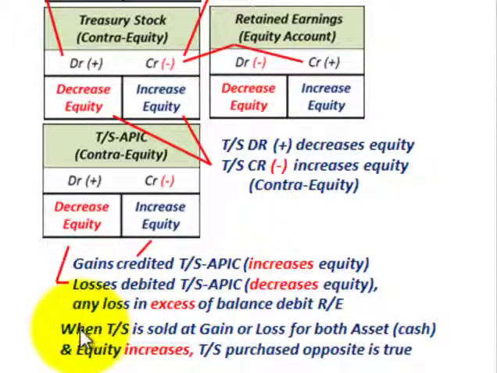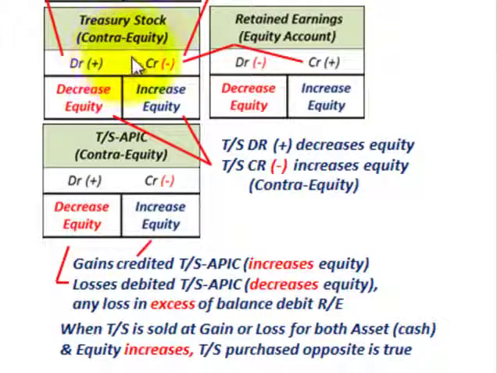And then one other thing to point out. When our treasury stock is sold at a gain or a loss, both the asset cash and our equity increase. And when treasury stock is purchased, the opposite would be true. We didn't look at it here, but the asset, our cash account, actually increases, and the equity also increases. Regardless, if you're selling treasury stock at any gain or loss, your cash account would be increasing, and your equity account would be increasing as well.